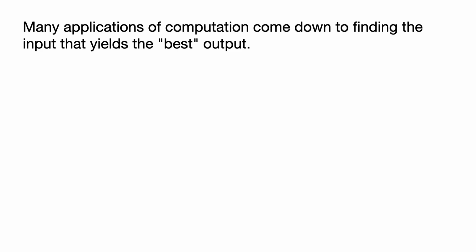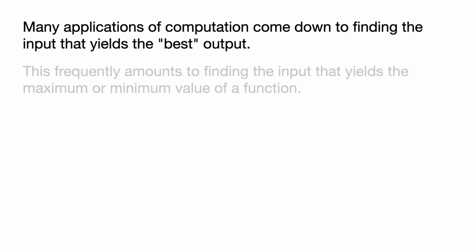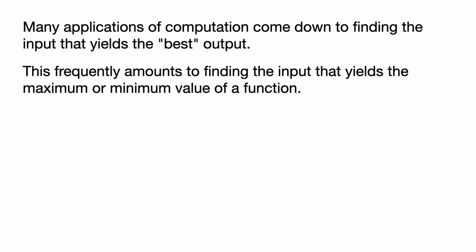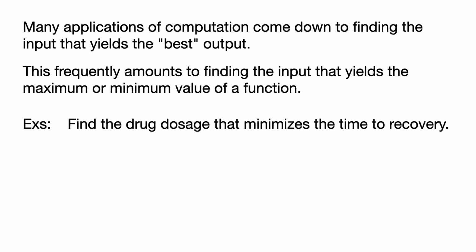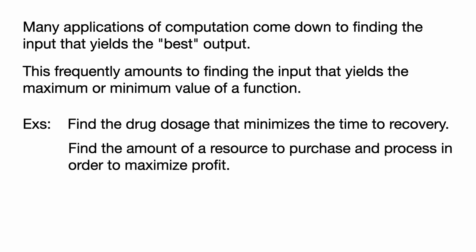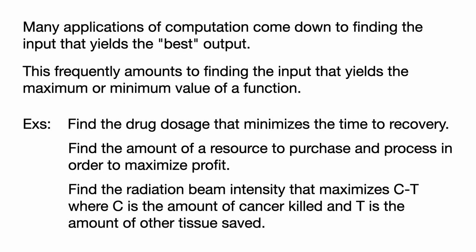We've already discussed applications of finding the root. Many more applications of computation come down to finding the input that yields the best output. And this frequently amounts to finding the input that yields the maximum or minimum value of a function. Examples of this: find the drug dosage that minimizes the time to recovery, find the amount of resource to purchase and process in order to maximize a profit, or find the radiation beam intensity that maximizes C minus T, where C is the amount of cancer killed and T is the amount of other tissue saved.